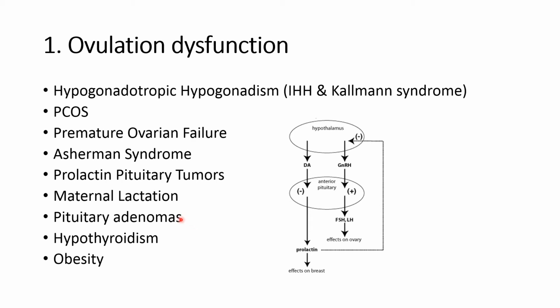So these pituitary adenomas may disrupt gonadotropin hormone, and so there would be disruption of the whole process. Hypothyroidism, as the thyroid hormone, can also affect the ovulation process directly, or it can affect it through hyperprolactinemia. So hypothyroidism is a very important factor of anovulation.